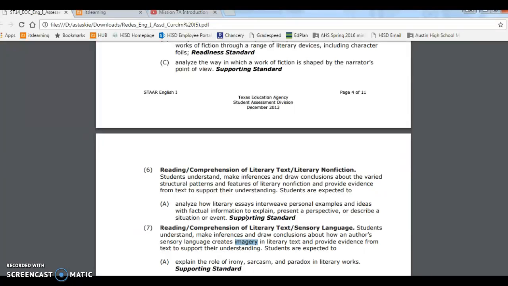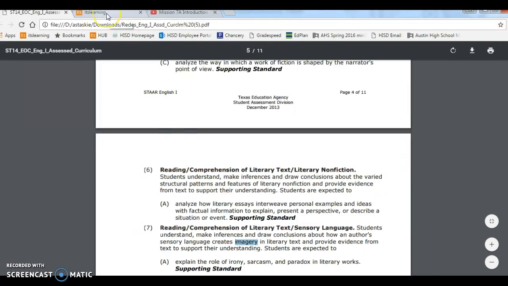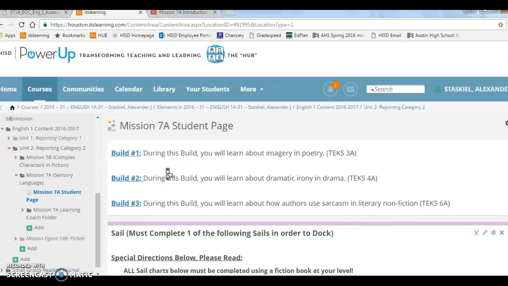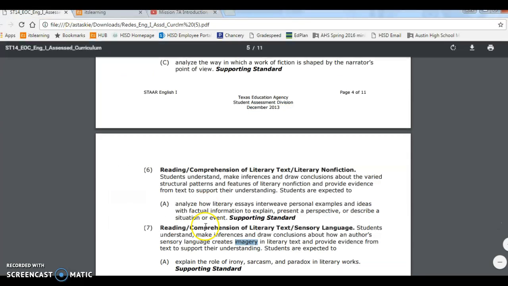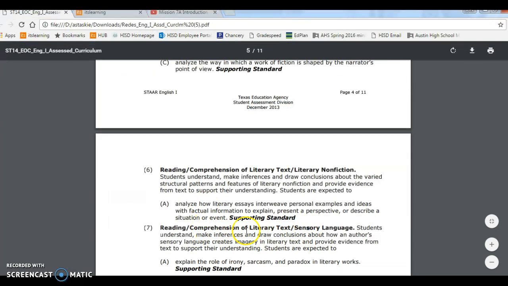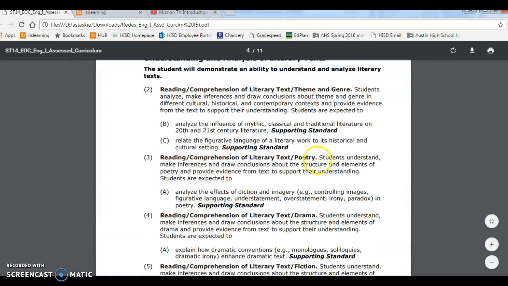So, during this mission, you're required to do 3 builds. That's what it says right here. You must complete all the builds before moving on to sail. There's 3 of them. Every build is going to be related to a genre and to sensory language. So, the first build that you do is going to be related to poetry. TEK 3, poetry. And during this build, you're going to be looking at how imagery is used in poetry.